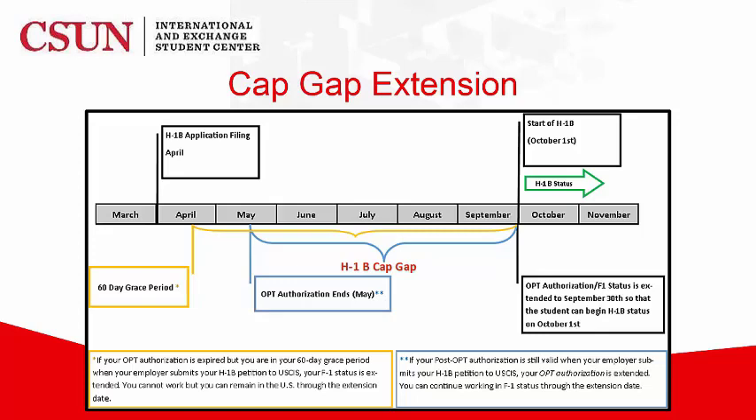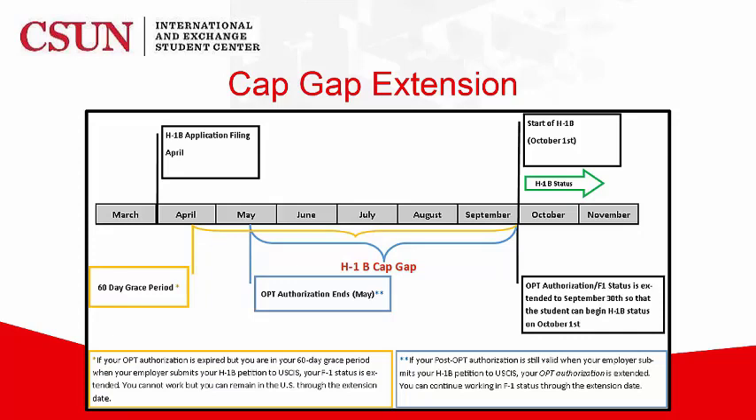For example, take a look at the yellow section. If you are within your 60-day grace period during April, and you have a pending or approved H-1B petition, your F1 status will be extended until start of your approved H-1B. You cannot work, but you can remain in the United States.